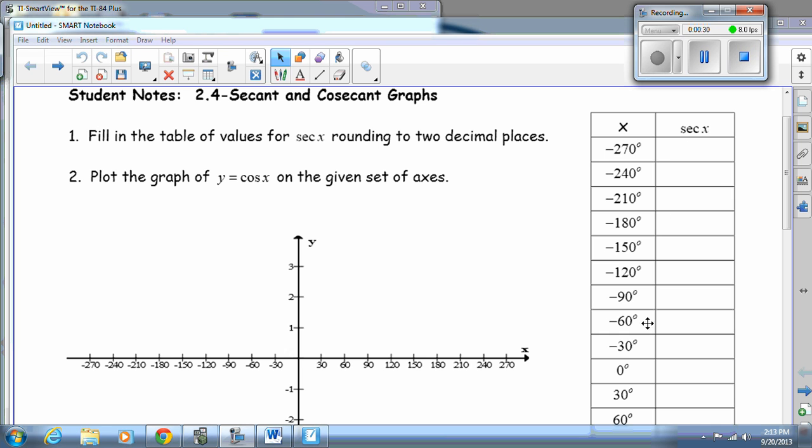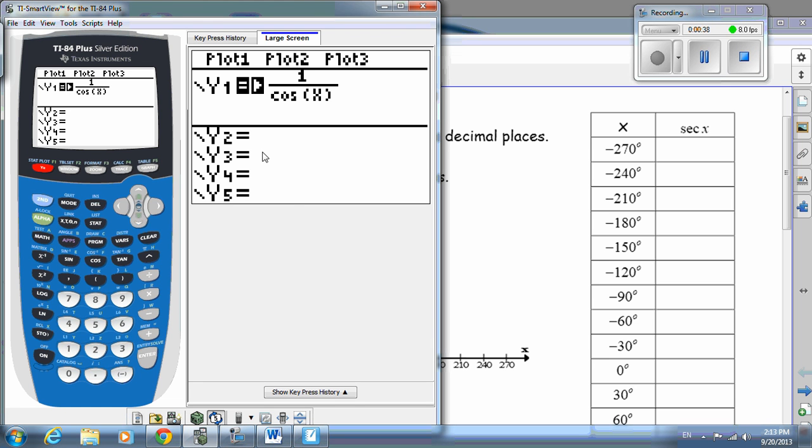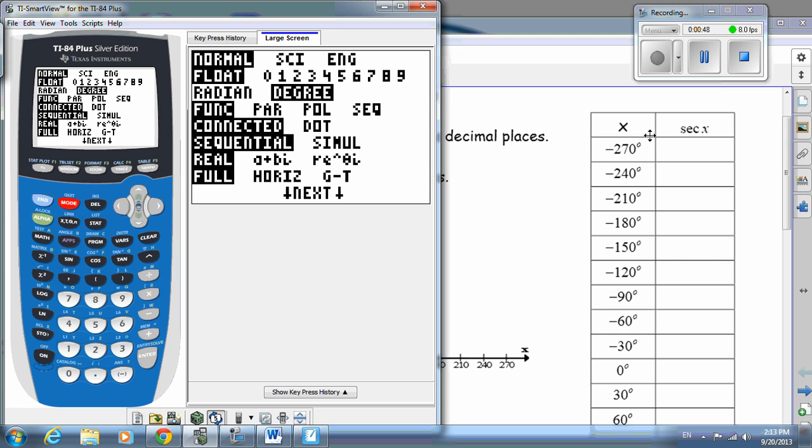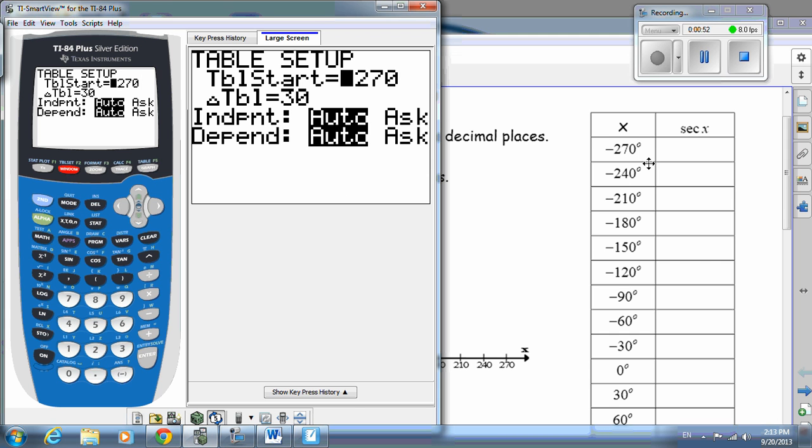Let's start by filling in this table. I'll use once again my calculator, although this is a non-calculator unit. On a calculator, since the calculator does not have a button for secant, you would write 1 over the cosine of x. Make sure your calculator is in degrees because we are working with degree values, and make sure your table starts at negative 270 and goes every 30 degrees. So this is what you will see on your table.